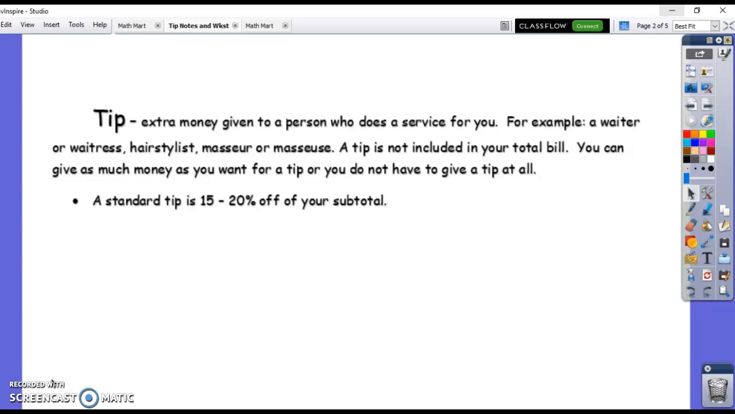And depending on their service, if you have great service, you could tip more. If it's not so great, you can tip less. Or like I said, you don't have to tip at all, but a standard tip is usually 15 to 20% off of your subtotal. Okay.